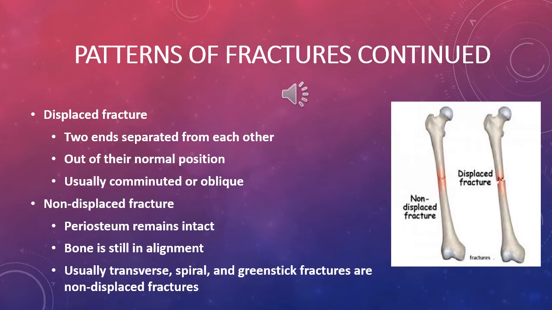We have two more patterns of fractures, and the first is a displaced fracture, and this is when two ends of the bone are separated from each other and out of their normal position. This type usually occurs during comminuted or oblique fractures. Finally, we have non-displaced fractures, and this is when the periosteum remains intact across the fracture and the bone is still in alignment. You will commonly see this with transverse, spiral, and greenstick fractures.